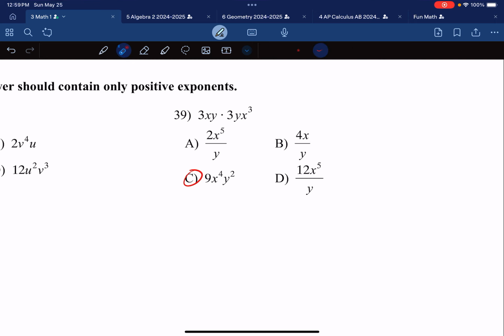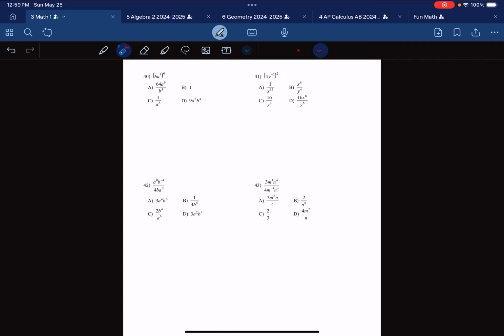How do I know that I have x to the power of 4 and y to the power of 2? Again, everything is being multiplied. So this is x technically to the power of 1, y to the power of 1, y to the power of 1, and x to the power of 3. Therefore, I just add all the powers with the same bases. So x and x, there's a 1 and a 3 that add together for 4. For the y's and y's, I have a 1 and a 1. I add them together, and I get 2. All right, moving on to the next one.